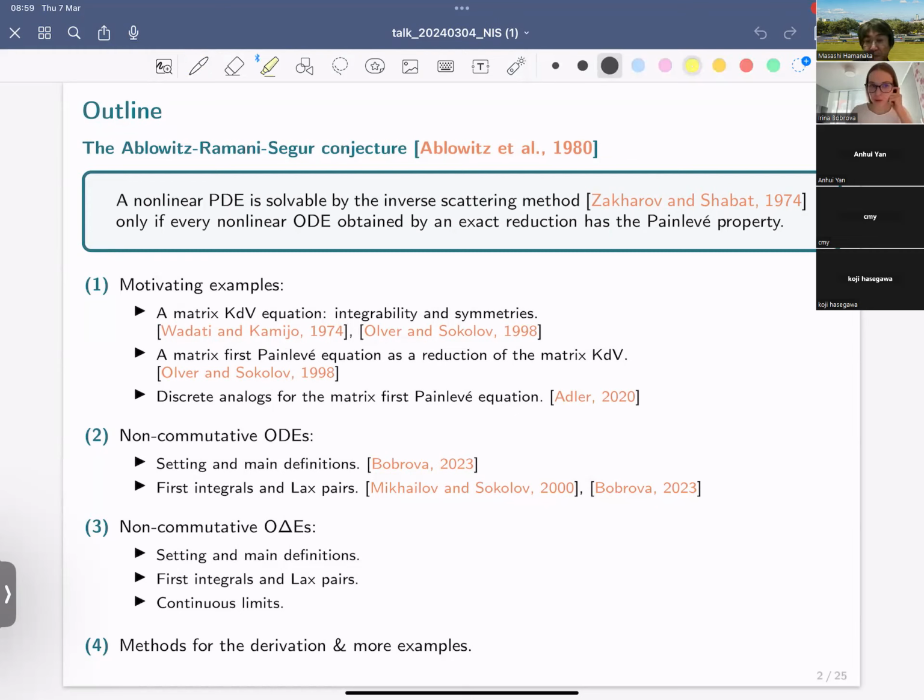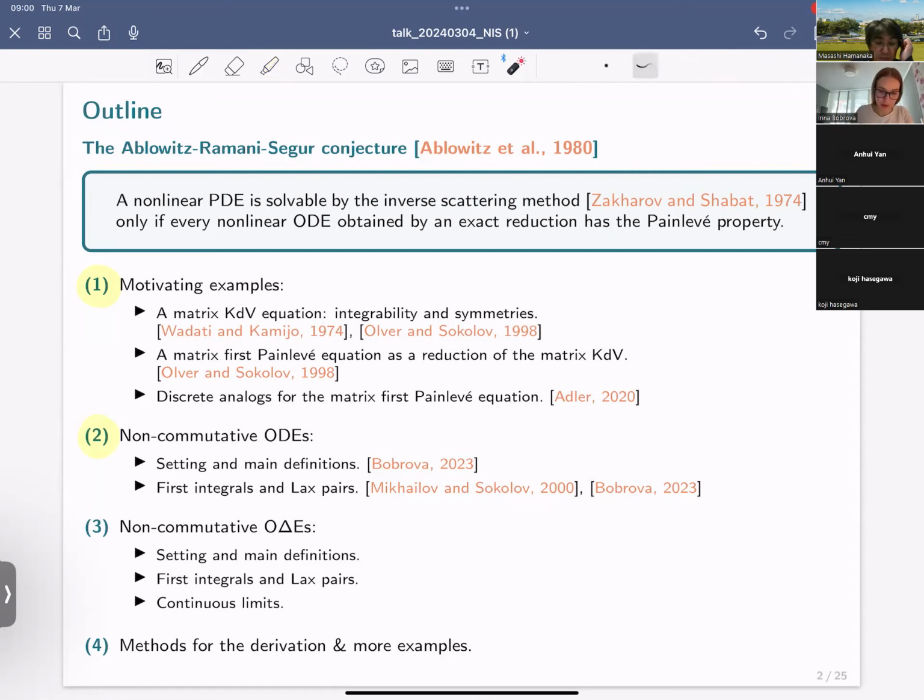Today we are going to continue our discussion on non-commutative ordinary differential or difference equations. Last time we discussed some motivating examples and non-commutative ordinary differential equations. And today we are going to discuss non-commutative ordinary difference equations, following the same structure as last time.